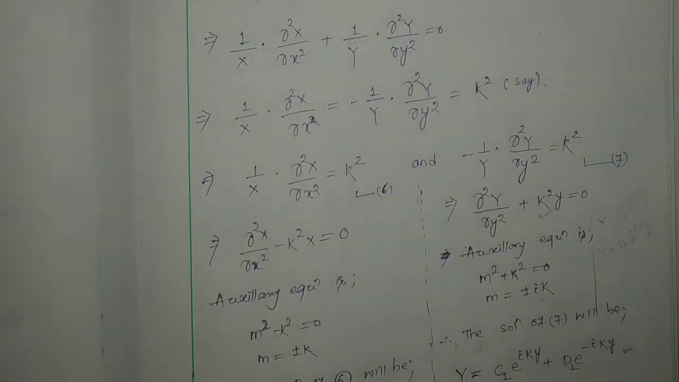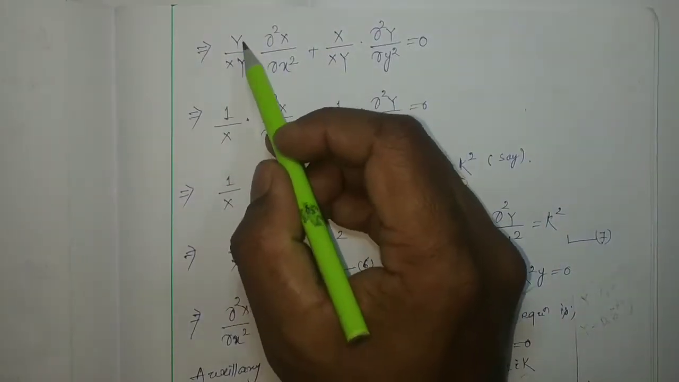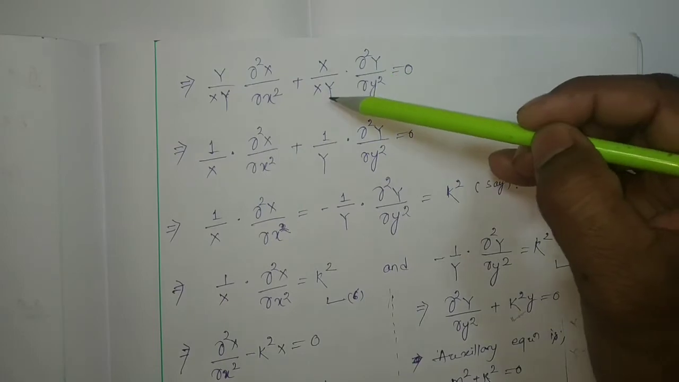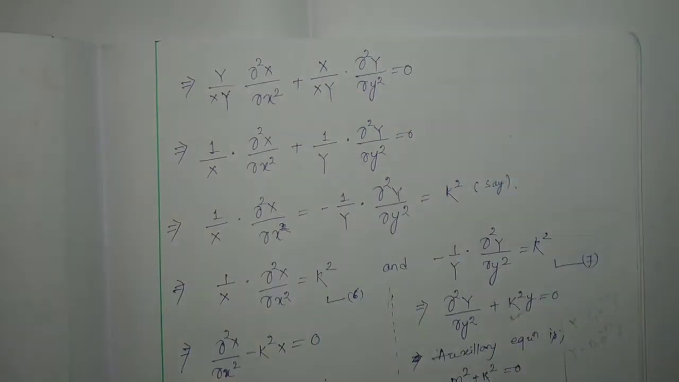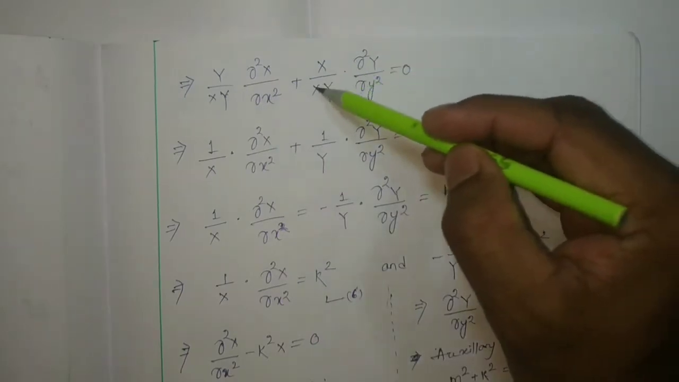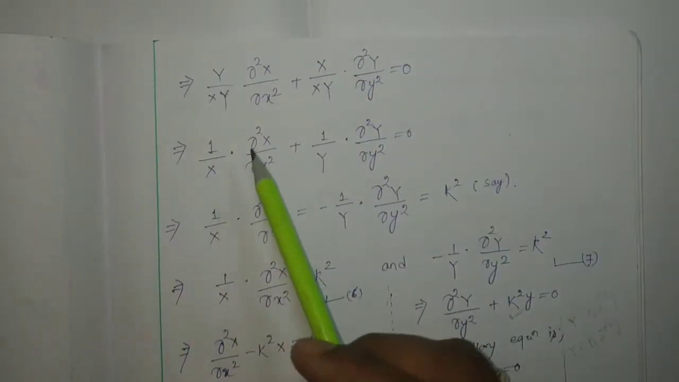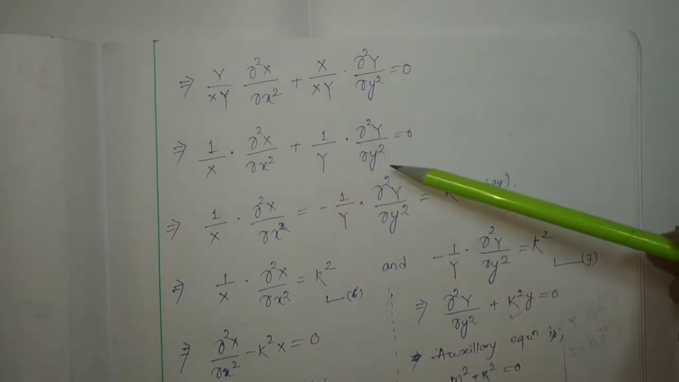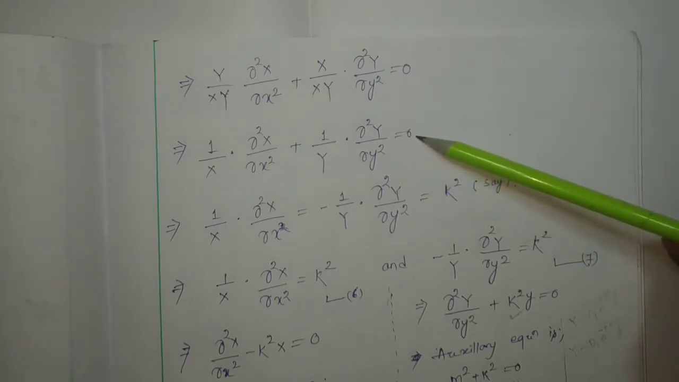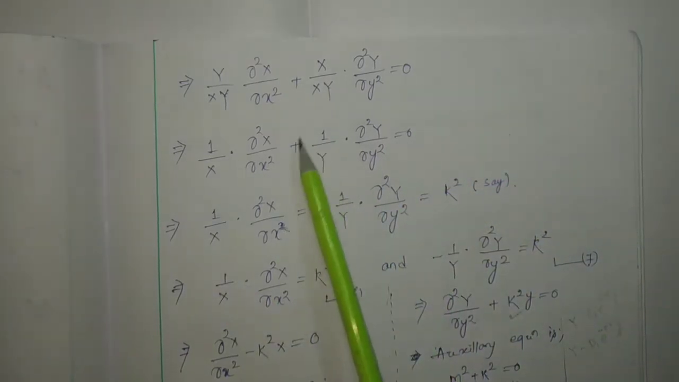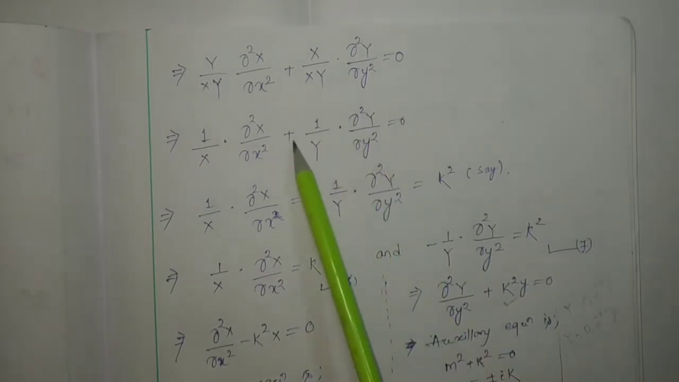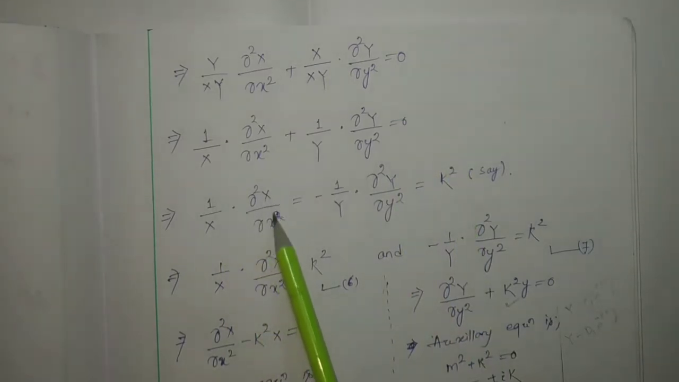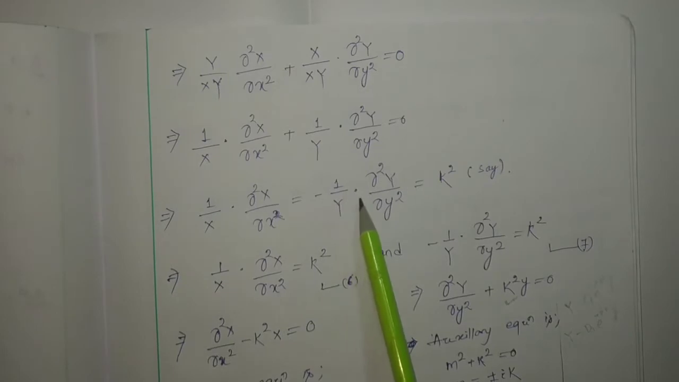Here Y by XY del square X by del x square plus X by XY del square Y by del y square equal to 0. So Y cancels, X cancels. We get 1 by X into del square X by del x square plus 1 by Y into del square Y by del y square equal to 0. That implies, taking the term which is a function of only y to the right hand side, 1 by X into del square X by del x square equal to minus 1 by Y into del square Y by del y square.